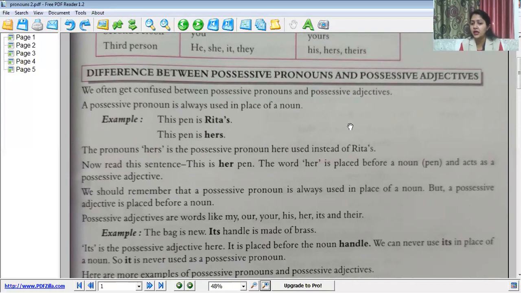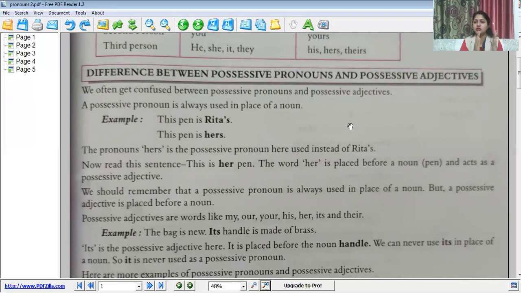Now the word her is placed before a noun. See, the noun is already given there. It's placed before a noun and it acts as a possessive adjective. Okay, children? Now, we should remember that a possessive pronoun is always used in place of a noun. It replaces it, okay? But a possessive adjective is placed before a noun. Not in place of, but before.